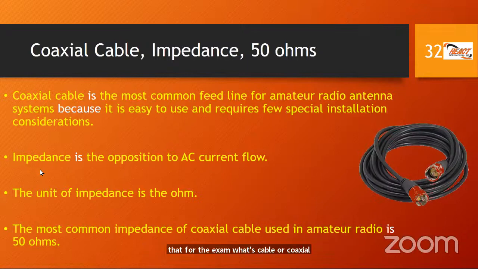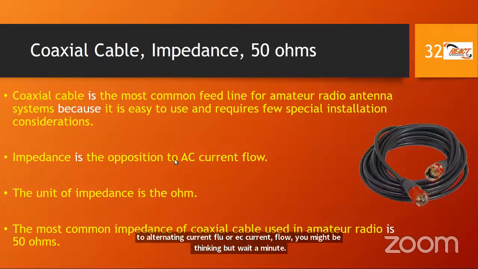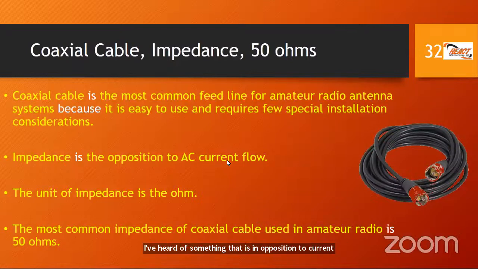For now, we just need to know that impedance, we talked about it. We need to match impedance between the transmitter and the antenna and the feed line. Just need to know for now that impedance is the opposition to alternating current flow, or AC current flow. And you might be thinking, but wait a minute, I've heard of something that is in opposition to current flow before. If you remember resistance, when we were talking about DC circuits, you'll be quite correct. So impedance is what we refer to when we talk about opposing the flow of current in AC circuits.